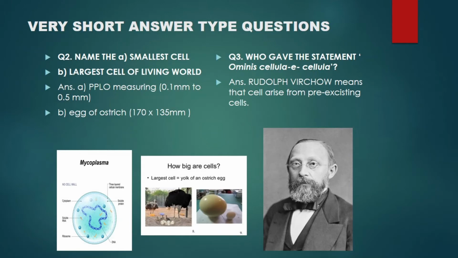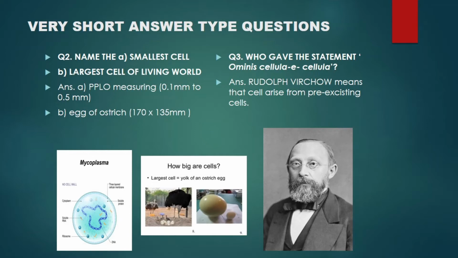So coming to the next one, that is question number 2. Name the two options given. First one is the smallest cell, and B is the largest cell of the living world. Okay, coming to the answers, you can see that A, the smallest cell, is PPLO, that is mycoplasma. We have already seen this in the part 1 chapters. PPLO measures about 0.1 to 0.5 micrometers.